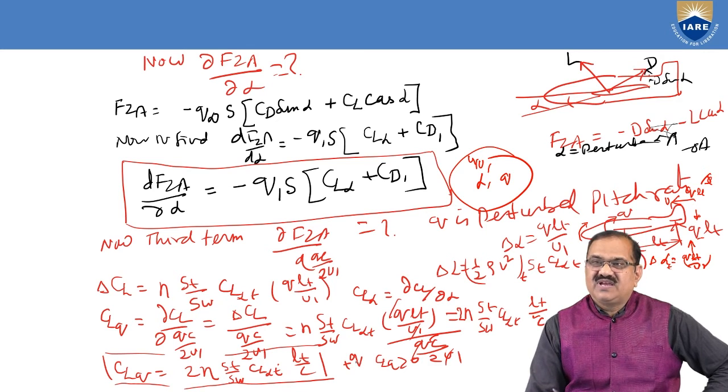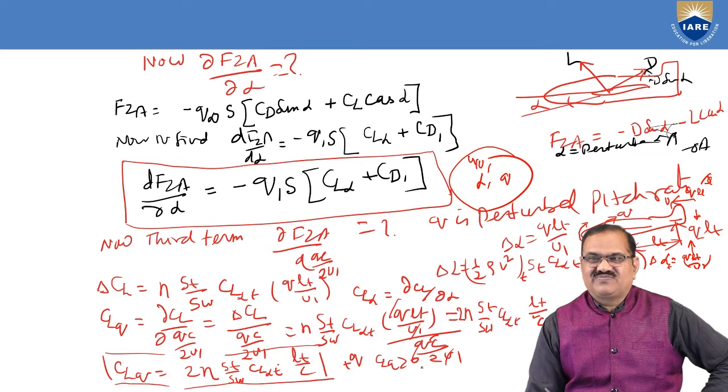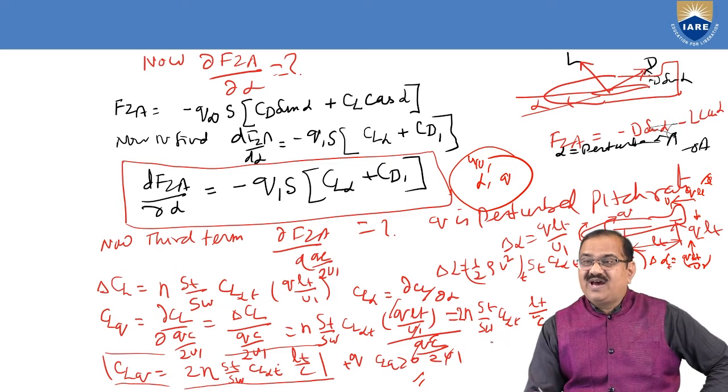So if q is positive, CLq is greater than 0. If you are getting CLq greater than 0, it means q is positive, nose up.